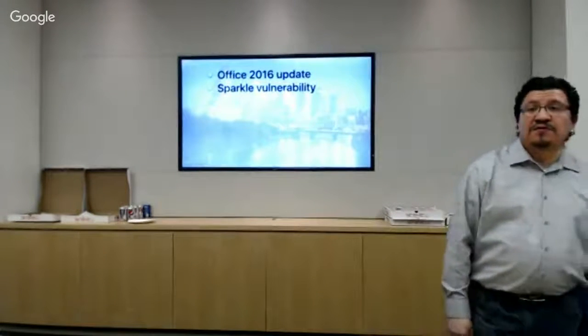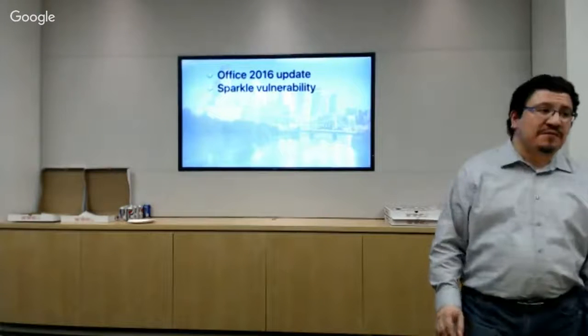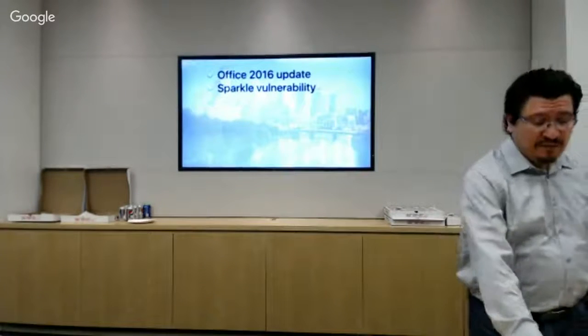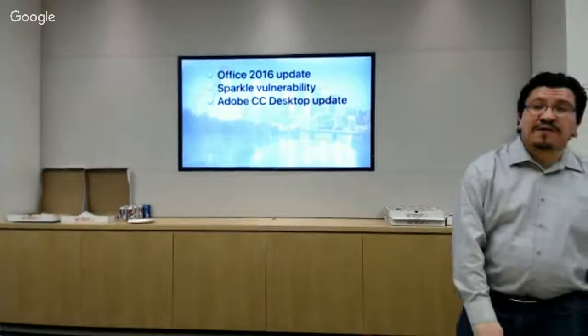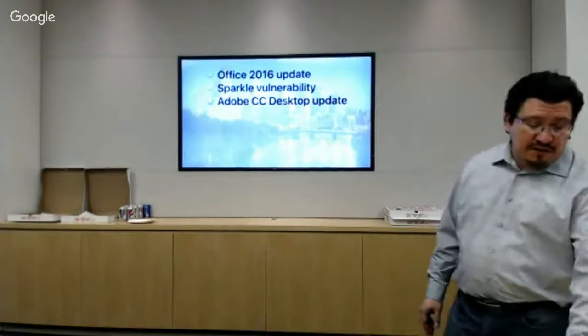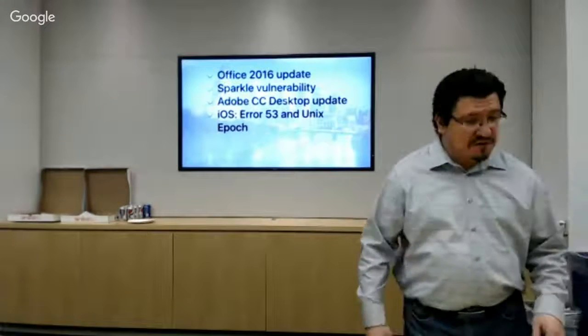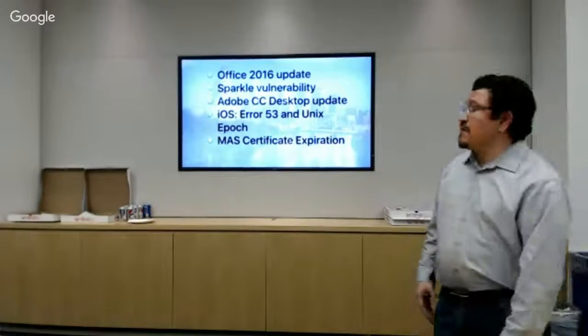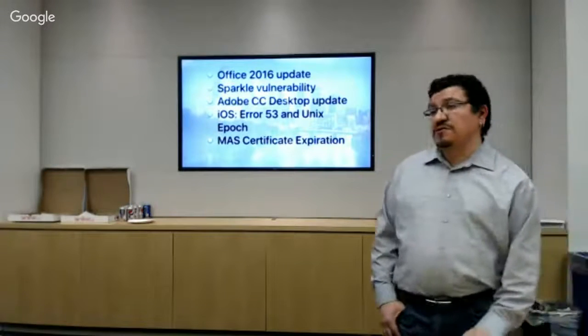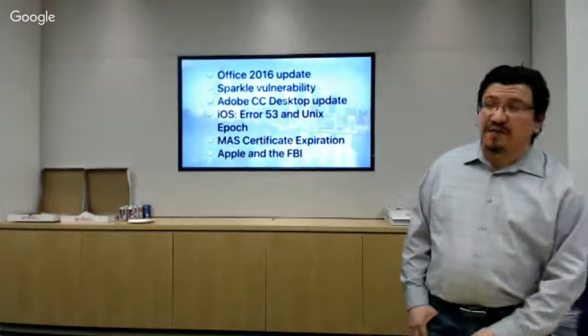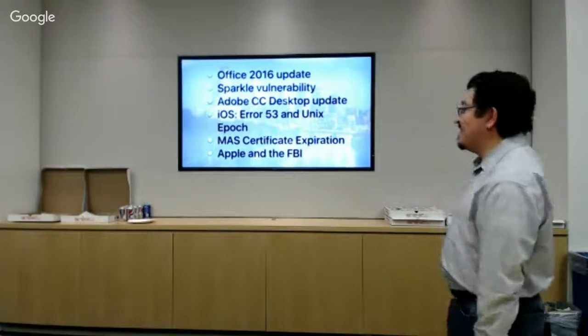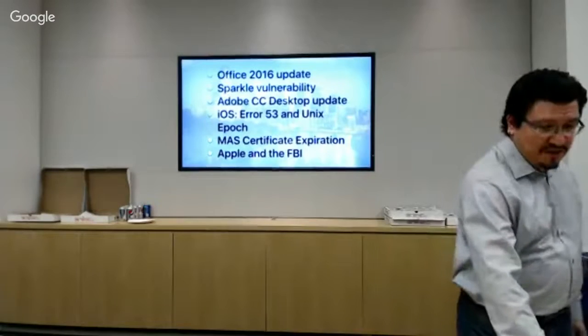All right, we're going to talk about what's new. So first up is about the new Office 2016 update that came out earlier this week. We're going to talk about the Sparkle vulnerability. If you don't know what that is, well, we'll be talking about that as well. The Adobe Creative Cloud Desktop issue. For iOS, the Error 53 and the Unix Epoch issues. And the Mac Apple Store certificate expiration issue. And finally, we'll be talking about the big elephant in the room.